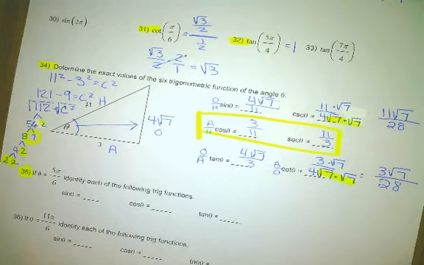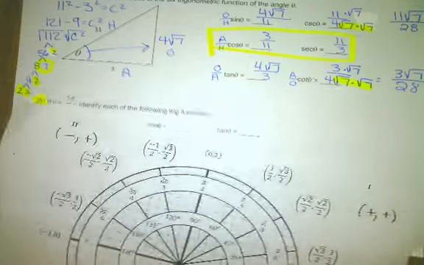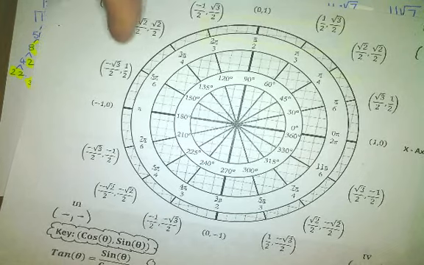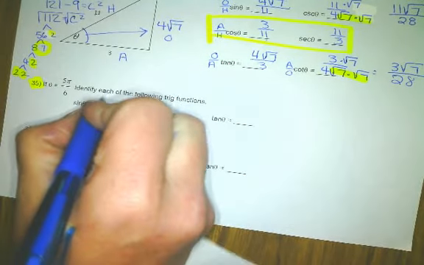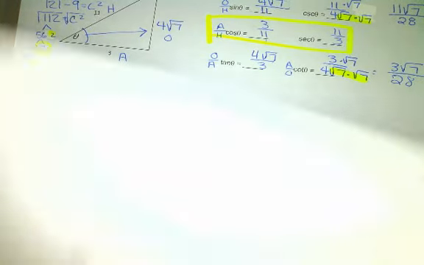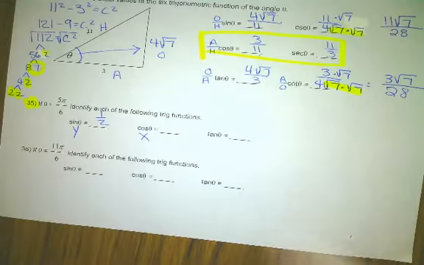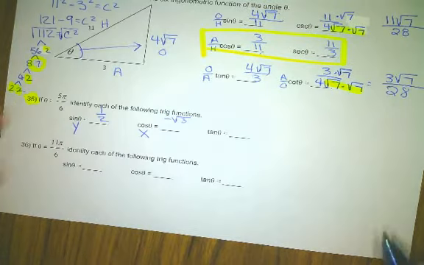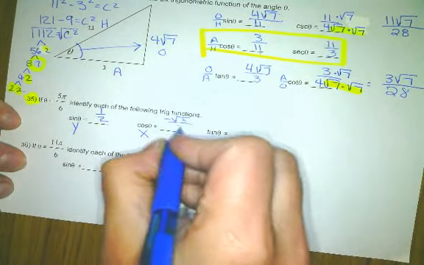Okay, if you'll take a look at 35, it says identify each of the following trig functions. For this one, I'm just going to use the unit circle and go to 5 pi over 6. So there is 5 pi over 6. They want me to do sine, and just remember sine is your y. So that's going to be 1/2. That's your y. Now cosine is your x. If I go back to 5 pi over 6, it's my x, so negative square root of 3 over 2.